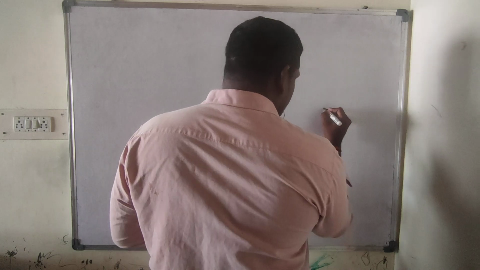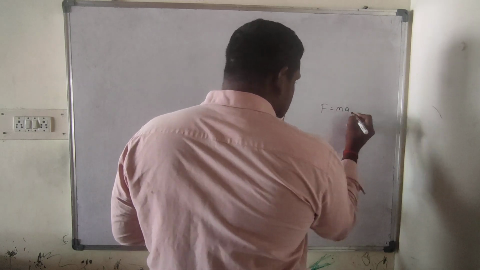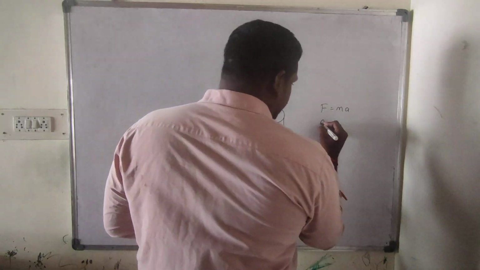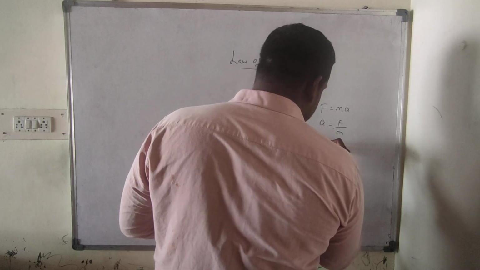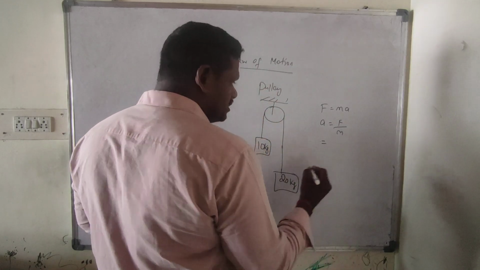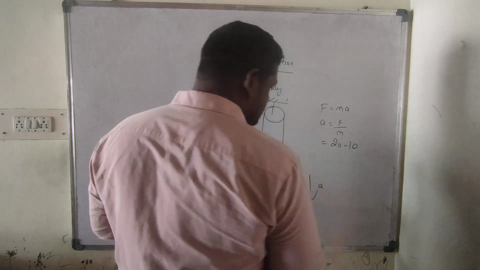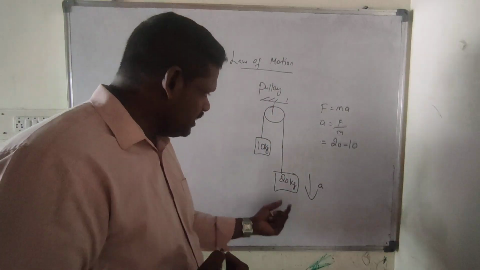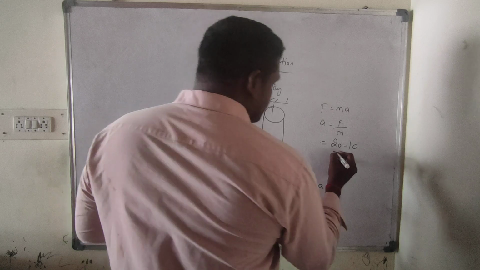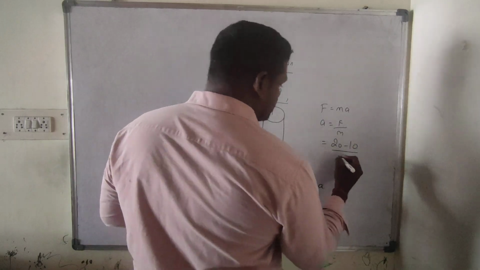That means we simply use F is equal to ma. This is the formula we can apply here. Acceleration is equal to force by mass, and this force is 20 minus 10, with 20 acting here and 10 here, divided by the total mass. The total mass is 30 kg.